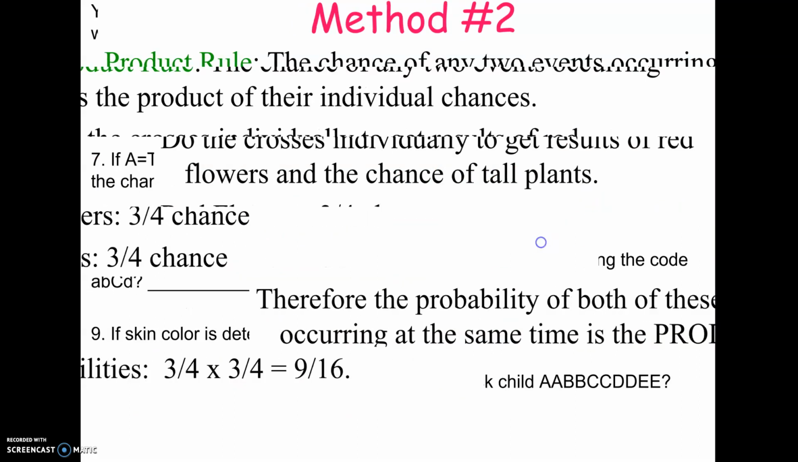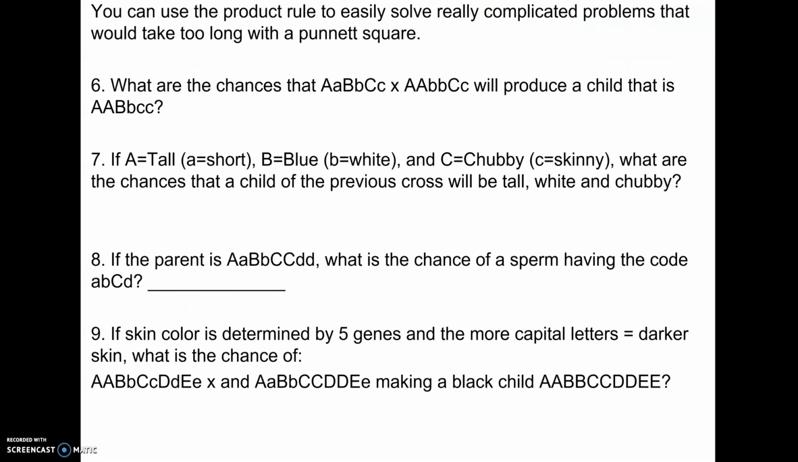So let me move along. So these are the 5 questions that I assigned in class. So let's do the first one. What are the chances of these 2 parents making a child with this offspring? Big A, big B, little c, little c. So first we're going to do our A's. So we're crossing big A, little a with big A, big A. Remember, you don't need 4 boxes for this, but you will get the same answer. So our chances of big A are 1 out of 2.